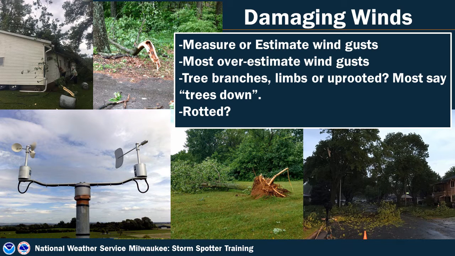That brings us to damaging winds, the most common type of severe weather in southern Wisconsin. Unfortunately, it's also one of the more difficult types of severe weather to get accurate reports on because in general people have to estimate. I don't really carry an anemometer around to measure the wind speed. And people really do tend to overestimate wind gusts. You can use things like tree branches or limbs or entire trees being uprooted, but most people just say trees down, and that in and of itself is not terribly descriptive.